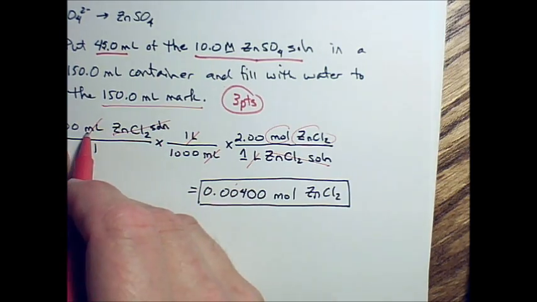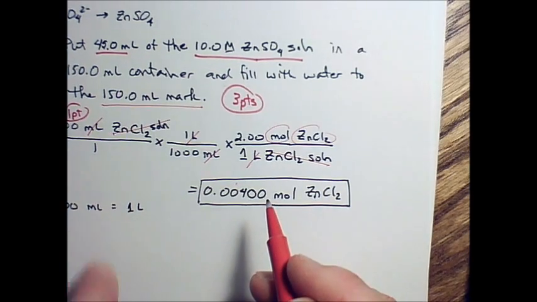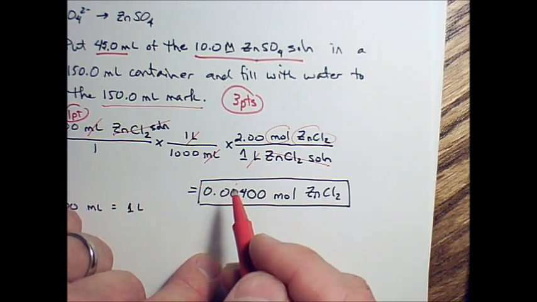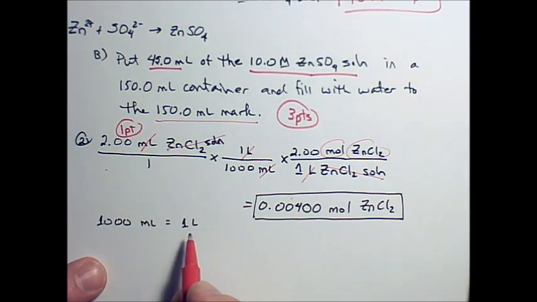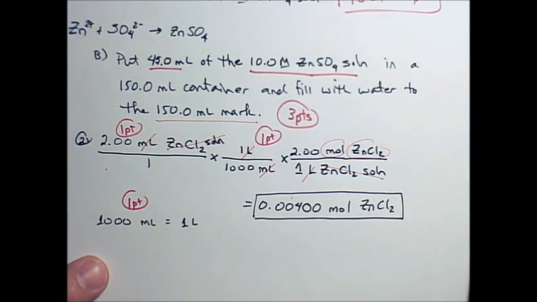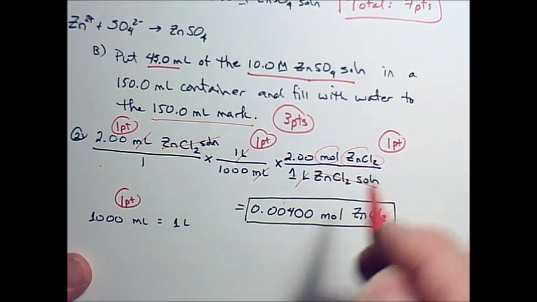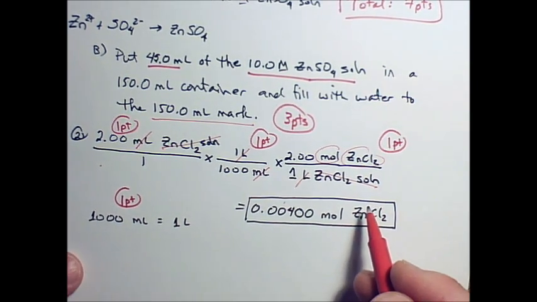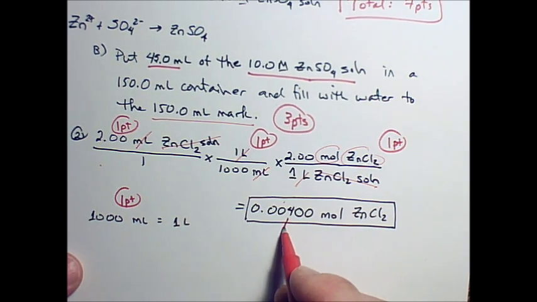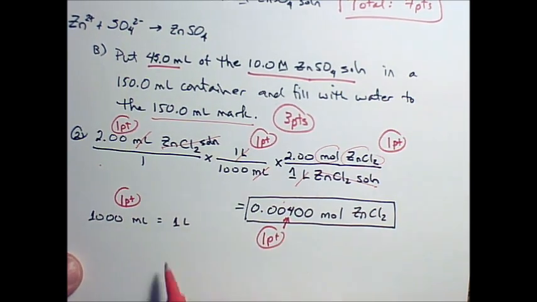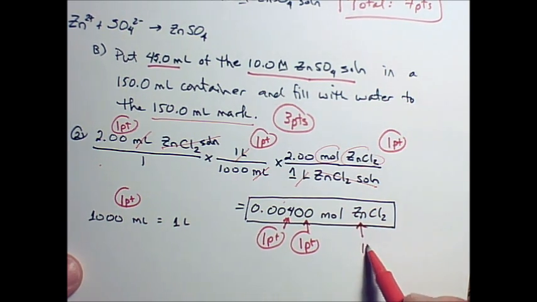So putting the starting amount here, milliliters, zinc chloride solution, that's all worth a point. Having the equality statement here where you write 1,000 milliliters equals 1 liter, that's worth 1 point. The conversion unit up here, that's worth a point. Writing the concentration in a fraction, that's worth a point. Coming up with just the answer of the 0.004, that's worth a point. Having the two extra zeros on there to show the correct number of significant digits, that's worth a point. Having the units and species in the answer, that's worth a point.